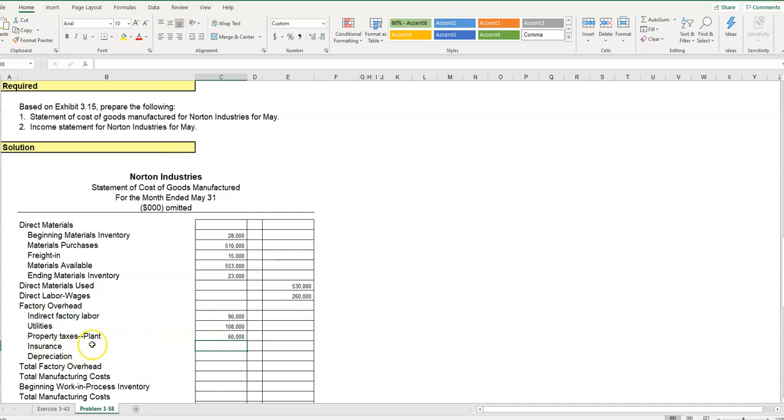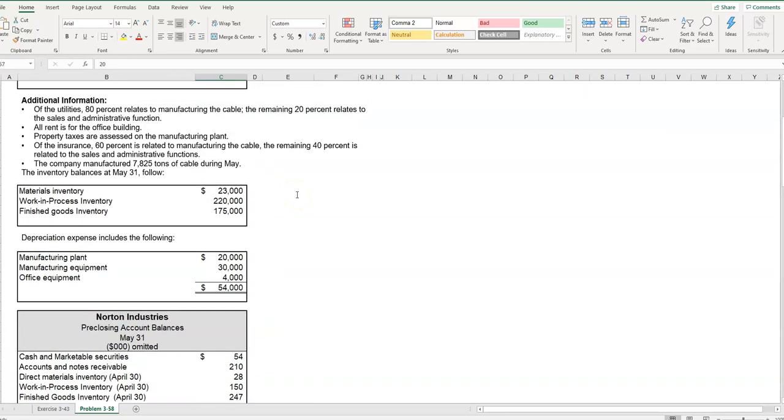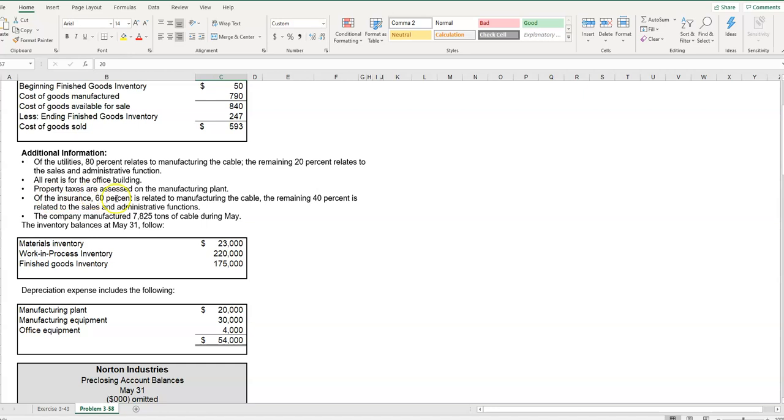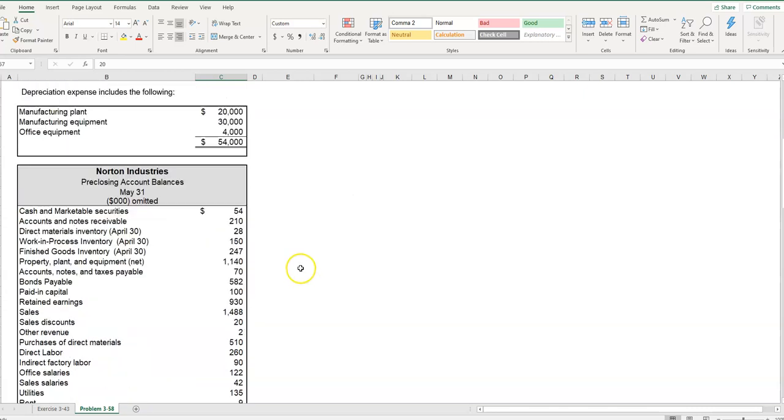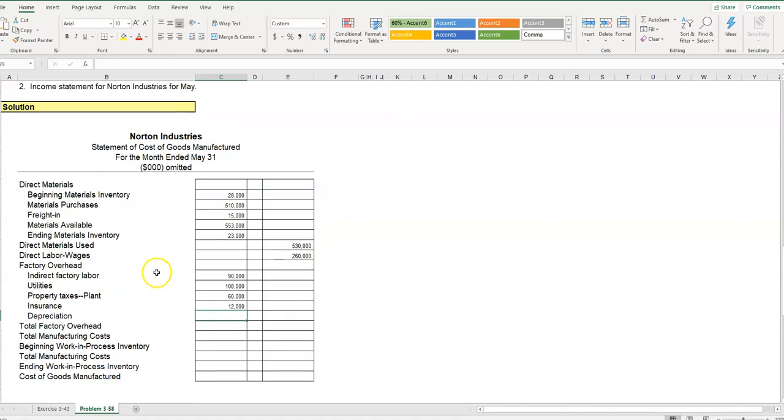Our next overhead amount is insurance. We see here that insurance is $20,000. We come up here to our notes, and we have a note that 60% of the insurance is related to manufacturing and 40% is related to sales and administrative. So 60% of that 20,000 is part of overhead. $20,000 times 60%.